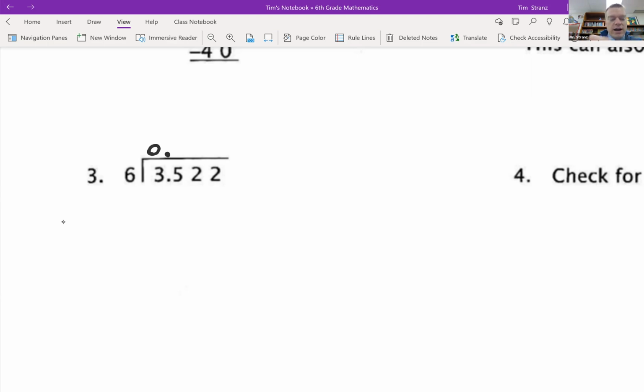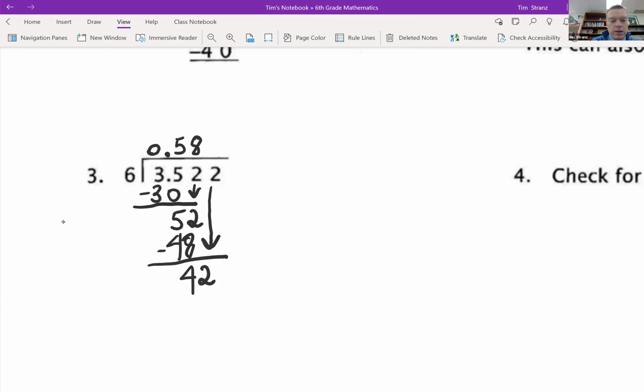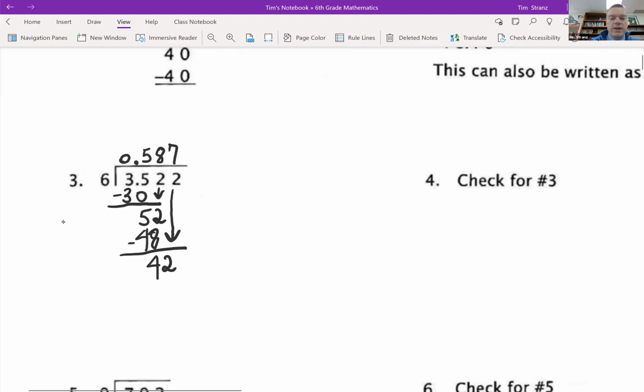6 goes into 35, we know 5 times. 5 times 6 is going to be 30. Write it right underneath there, and then we're going to subtract. 35 minus 30 is 5. I'm going to bring down my 2. 6 goes into 52, we know 8 times. 8 times 6 is 48. Again, I'm going to write it directly under and subtract. And I'm going to bring my last 2 all the way down. 6 goes into 42 7 times. So our answer is 0.587.